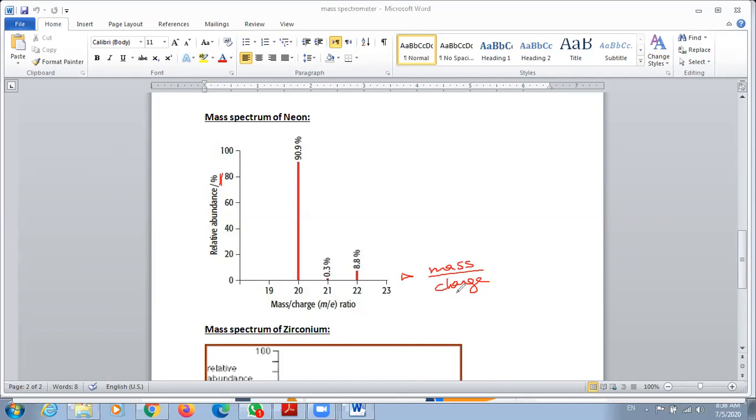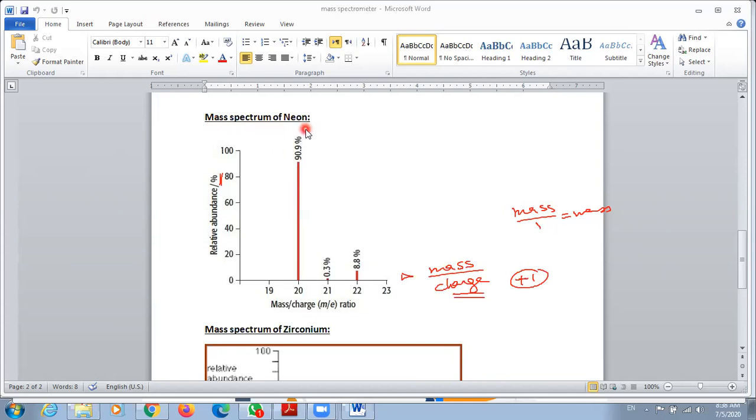So since we said that most of the charge that we are going to deal with in the AS course is a +1 charge, this means that mass over 1 means that we have only mass. So any peak that we obtain here is the mass of one of the isotopes, and it is drawn against the percentage abundance or the relative abundance.